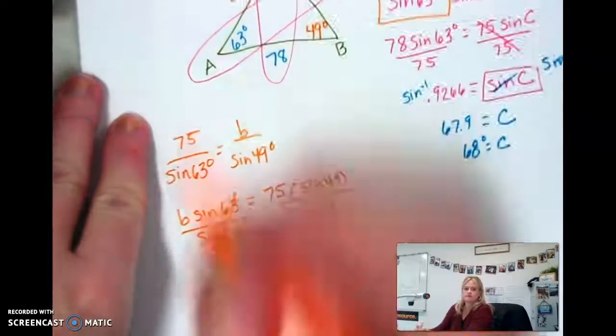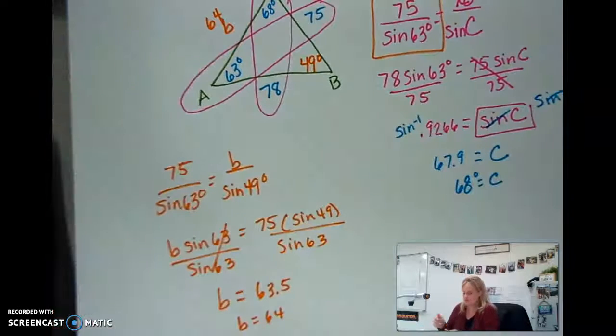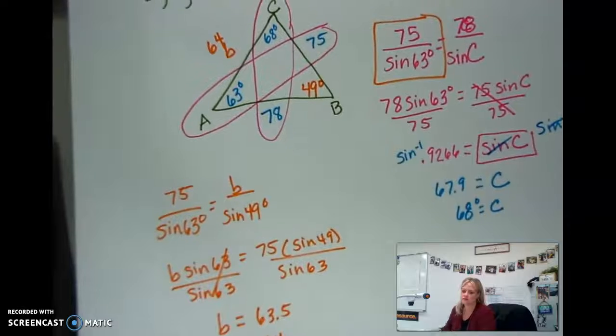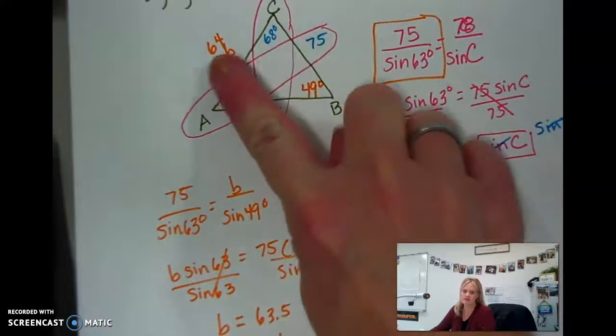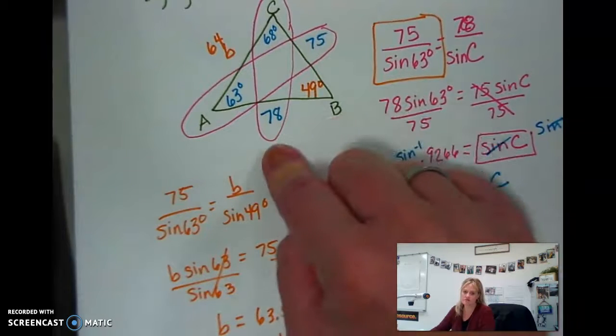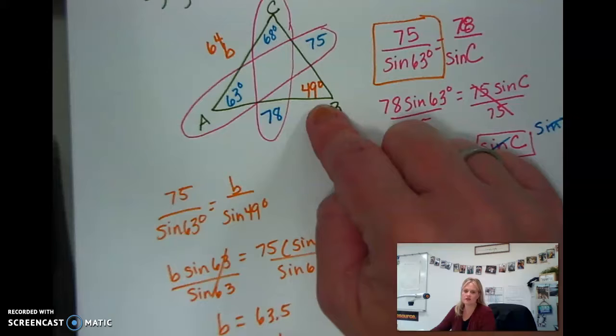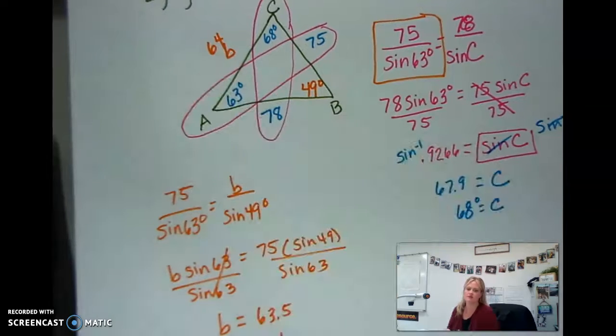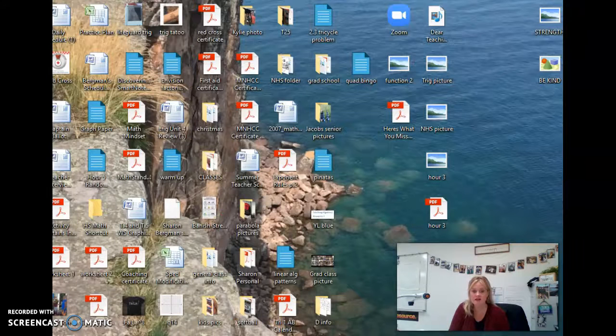Now, how can I do a quick check to see if I'm right? Well, the biggest angle was 68 degrees, the biggest side measurement was 78, the smallest angle was 49, and the smallest side was 64. So for the most part, I think that I'm correct. Okay? Tomorrow we're going to look at the law of cosine.